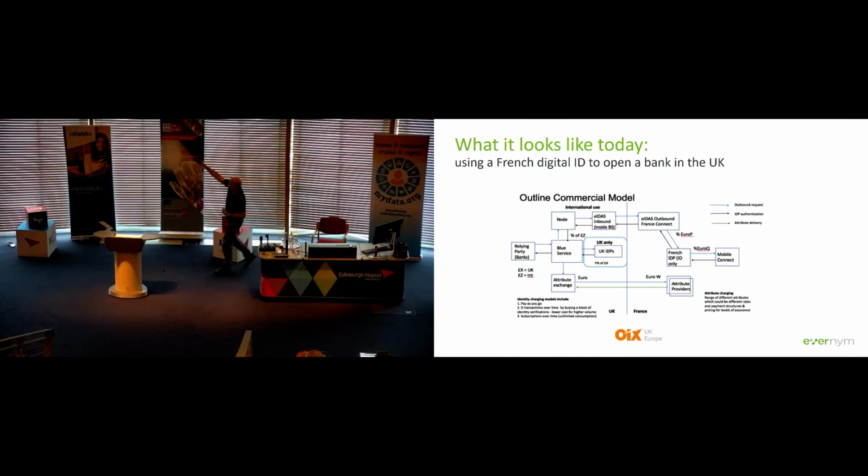On the left-hand side is the relying party, which is a bank. So somehow the bank has to get the French citizen's identity information through all of these various different systems and hubs and exchanges, each one of which has to be paid for by somebody and needs to make some money. So is it any wonder that we can't have nice things?